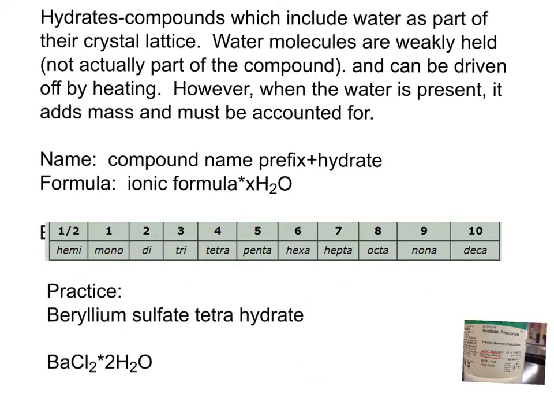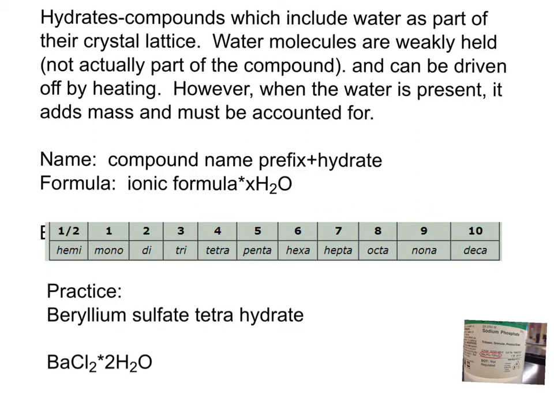Alright, so we've covered acids, now let's discuss hydrates. Hydrates are chemical compounds that can be ionic or covalent, that include water molecules as part of their crystal lattice structure. So these are substances that will actually absorb water, and they kind of weakly hold on to the water molecule. Now it's not actually part of the compound. It's not chemically bonded with a strong ionic or covalent bond to the other atoms that are in there, and thus it can be driven off by heating.